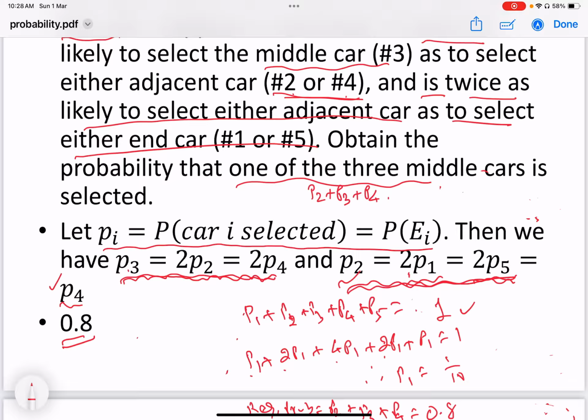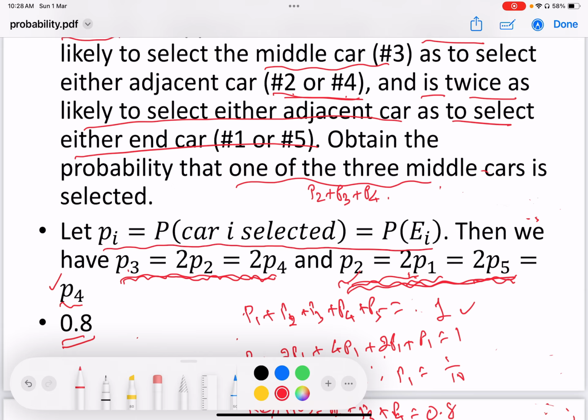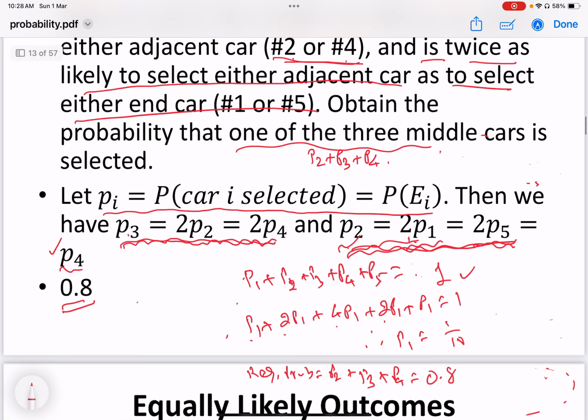So P1, now P2. P2 equal to 2P1. So that is 2P1. P3 is equal to 2P2 here, and P2 equal to 2P1. So 2 into 2P1, that is nothing but 4P1.